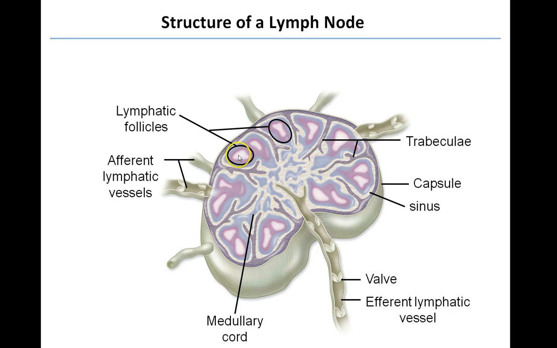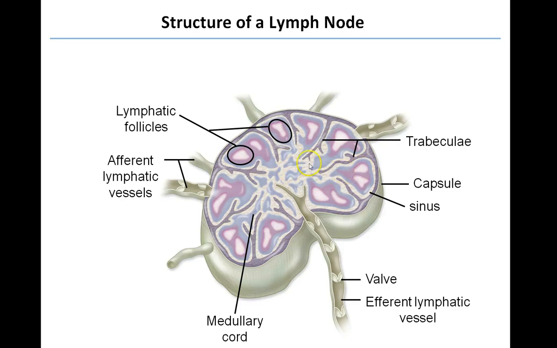In some cases you will notice that these follicles have a pale centre. If you see that, it's often referred to as a germinal centre and tends to indicate that the lymph node is reacting to some sort of infectious microorganism, that an immune response is being activated. The germinal centres contain many proliferating B lymphocytes.